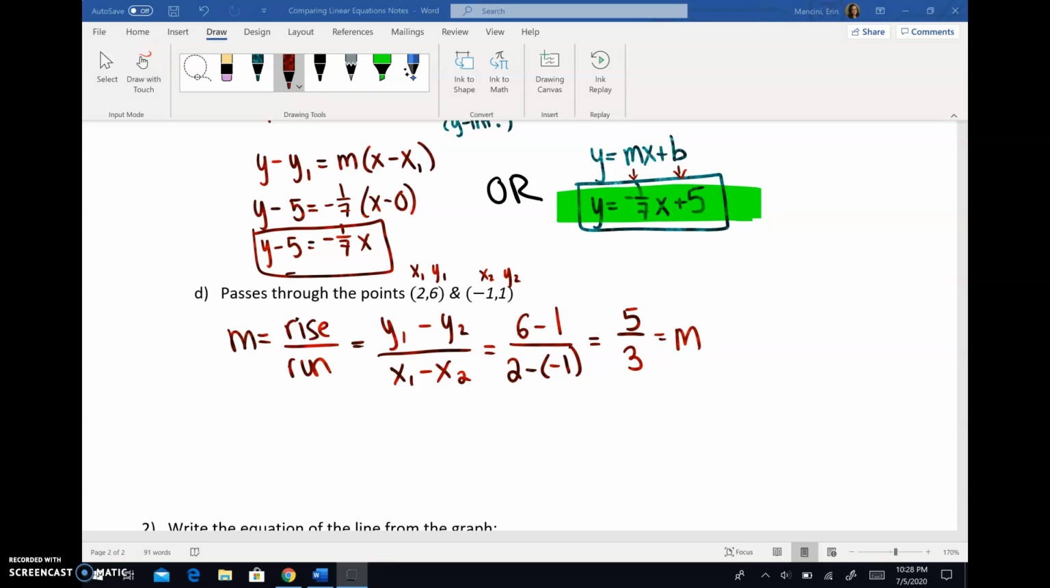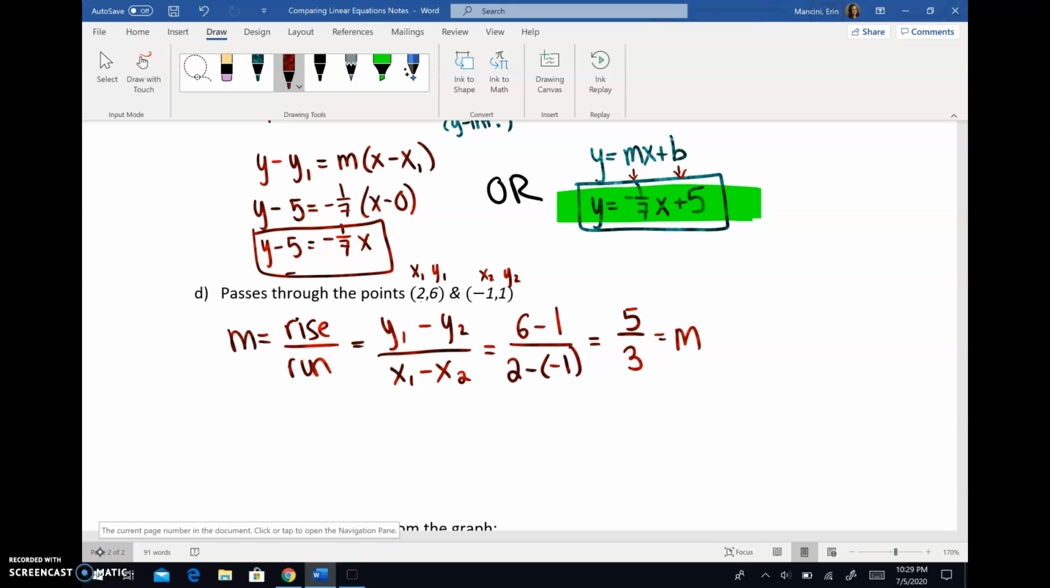Okay, if done correctly, you might have done it backwards, but we should get the same answer, that your slope is 5/3. As a reminder, x is listed first, then y. I called this x1, y1, and this x2, y2. I did 6 minus 1 to subtract my y's, and 2 minus negative 1 to subtract my x's. When you subtract a negative, it's actually adding, so you get 3. That's why I got 5/3 as my slope.